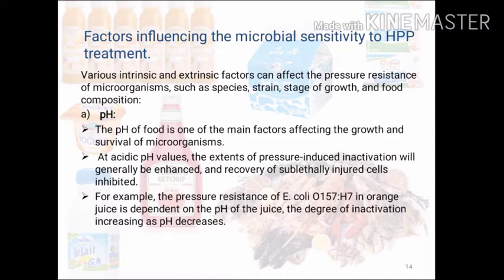First is the pH of the food products. The pH of food is one of the main factors affecting the growth and survival of microorganisms. All the microorganisms have a pH range in which they can grow and an optimum pH at which they can grow best. At acidic pH values, the extent of pressure-induced inactivations will generally be enhanced so that the recovery of sublethally injured cells is inhibited in this pH range.